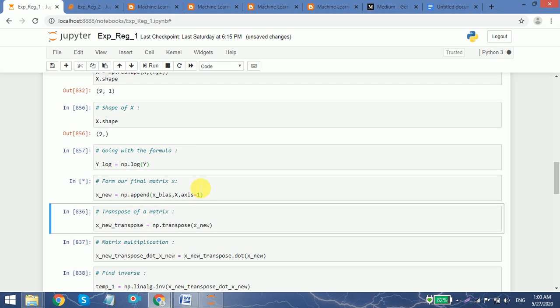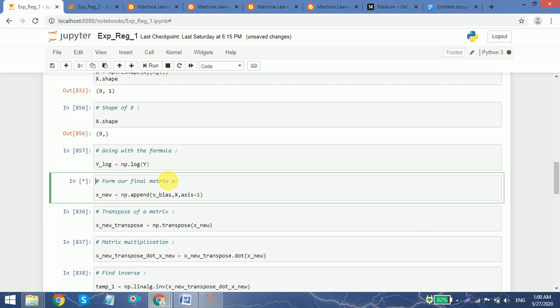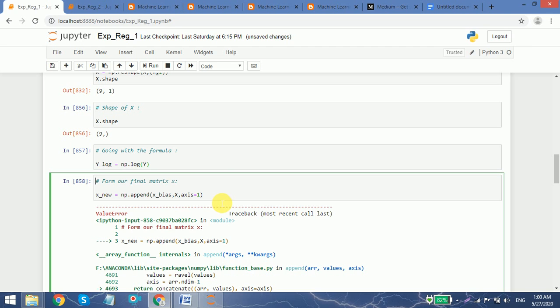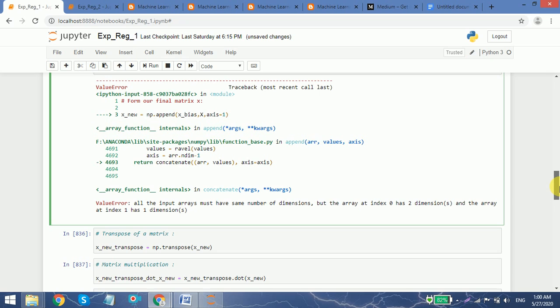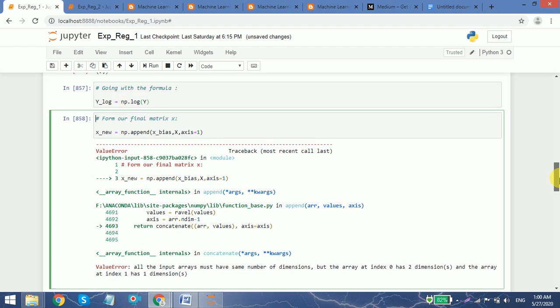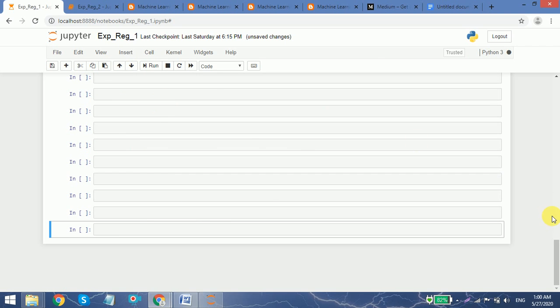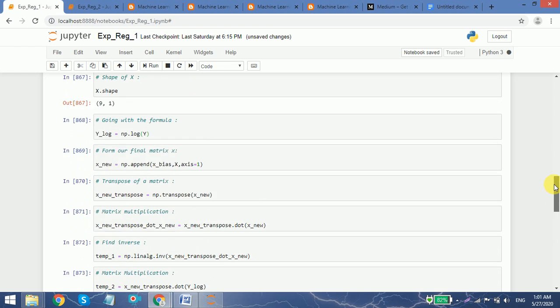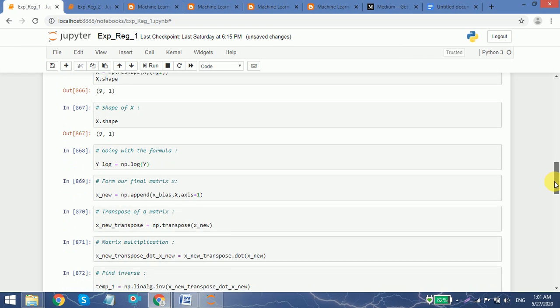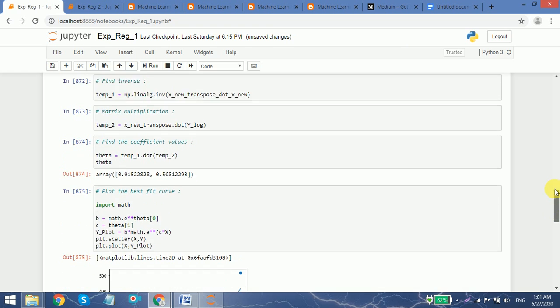First, we need to find the, okay, there is some error here: all the input arrays must have the same number of dimensions. Let me see what the error is. I'm going to run all of the data again and see if there is any problem here. No, it was just some glitch.